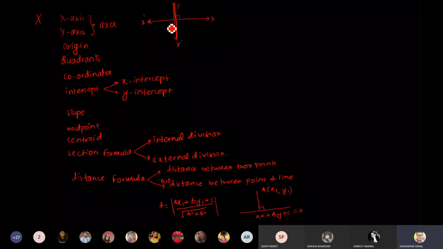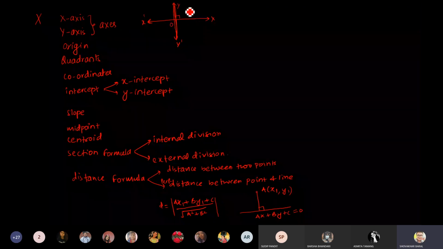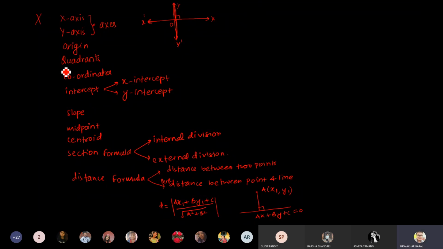The point at which the x-axis and y-axis intersect is called the origin. These 4 different parts are the quadrants. Basically, this is the first quadrant. You cannot say any random quadrant is the first quadrant, but there is some convention.